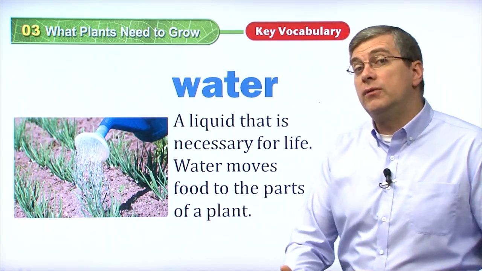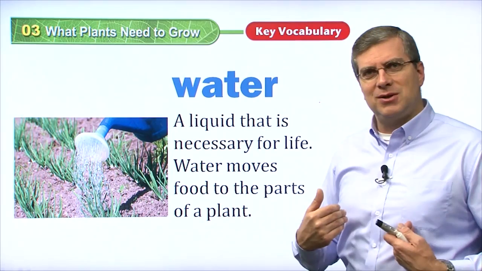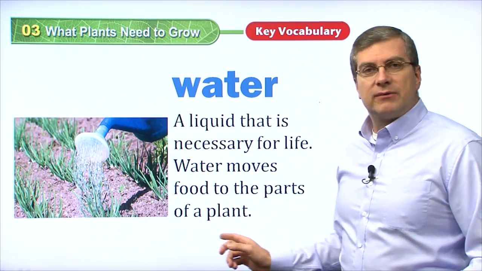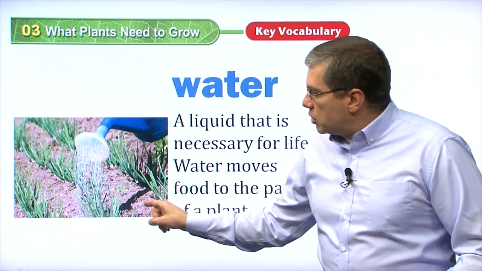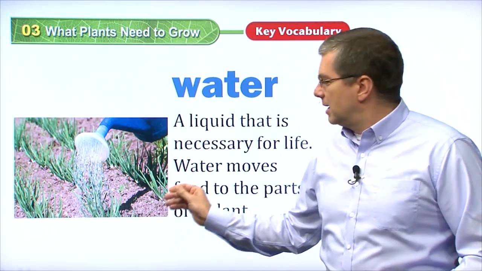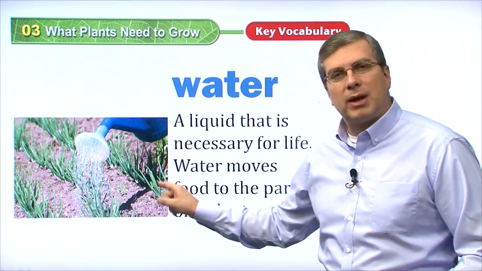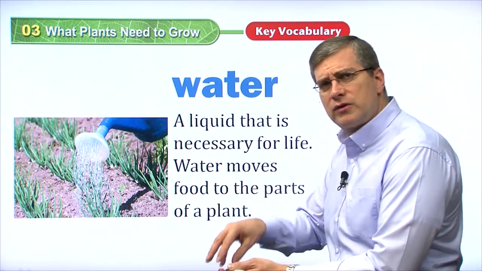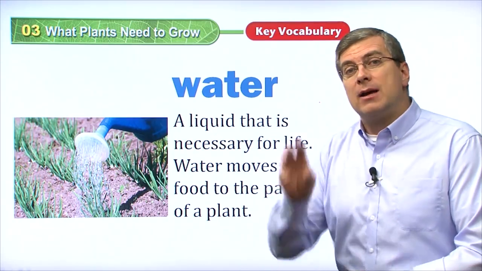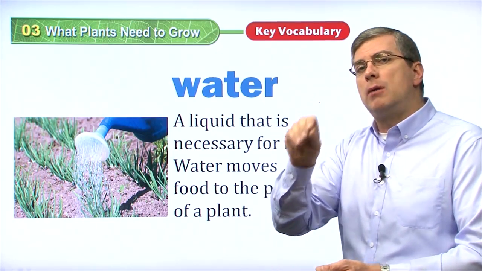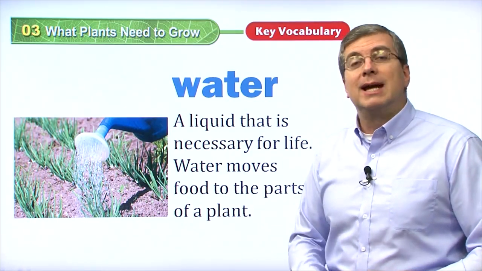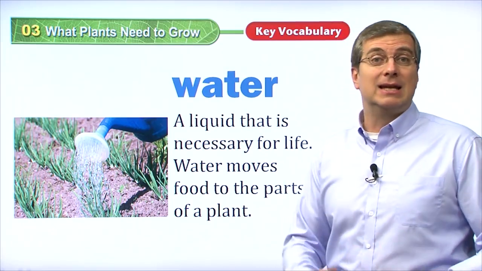But what does water do for plants? Do plants drink water like we do? No. Plants need water to move food to the parts of a plant. There are nutrients, you could say minerals, food in the soil that the plant needs. How does the plant get those minerals out of the soil? It can't do it if it's dry, but if it's wet, the water helps move the very small minerals up through the plant. And that's how plants need water in order to get the food that they need to live.